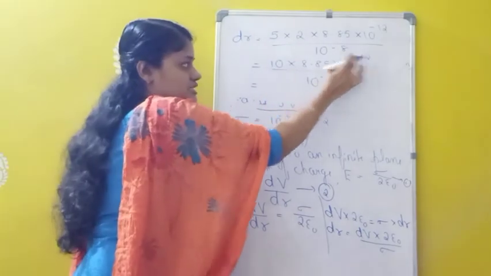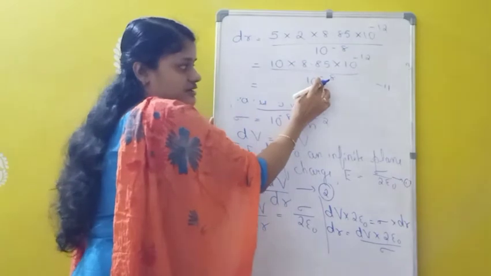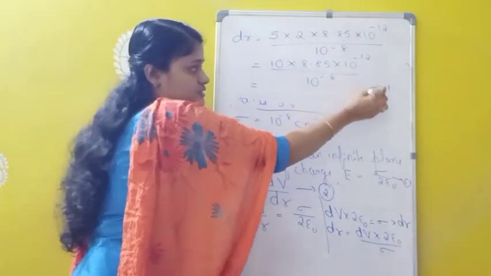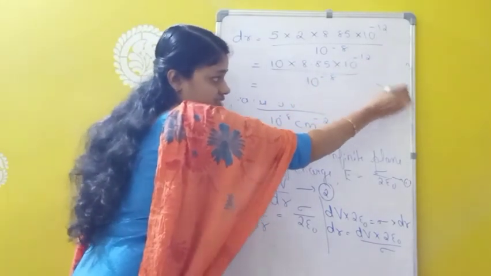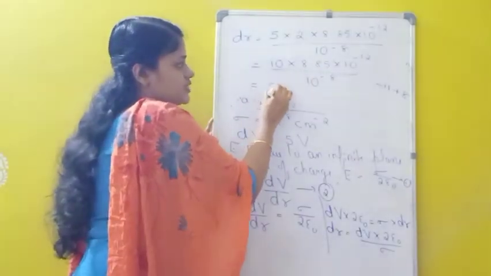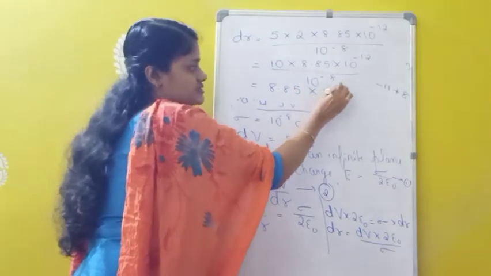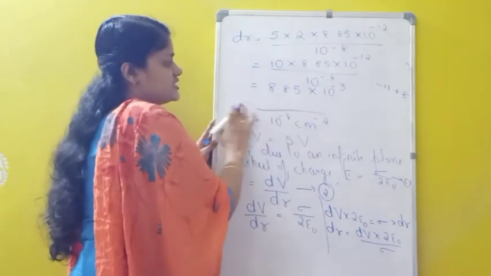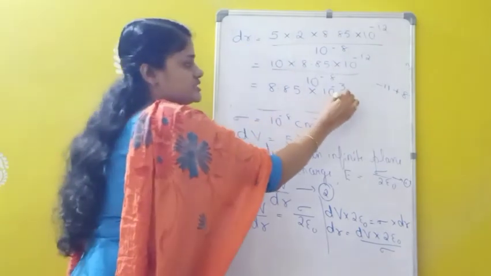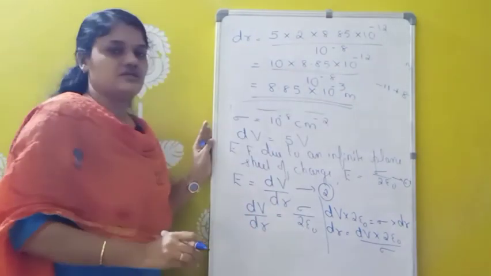That means 10 raised to minus 12 plus 1 becomes 10 raised to minus 11. And this minus 11, and this 1 that is coming in the numerator becomes plus 8. So minus 11 plus 8 is minus 3. So you will be getting 8.85 into 10 raised to minus 3. What is the unit? Distance only, so meter. So this is the separation between the equipotential surfaces.